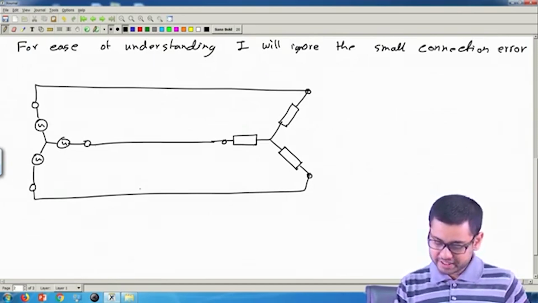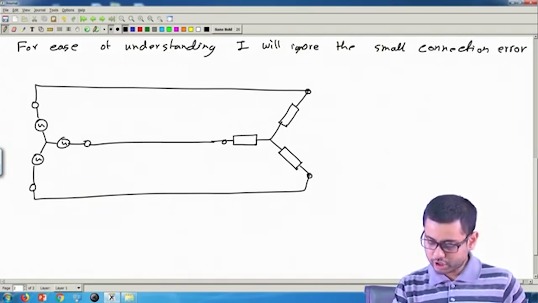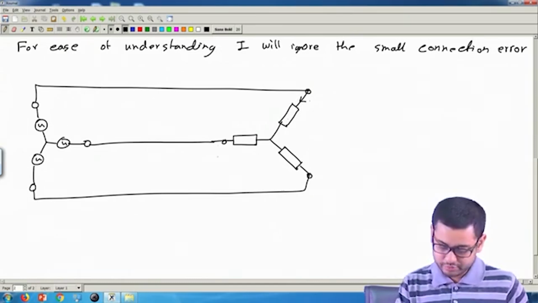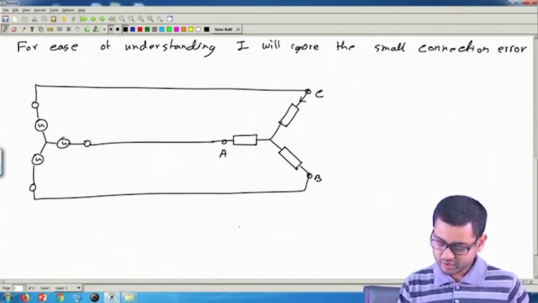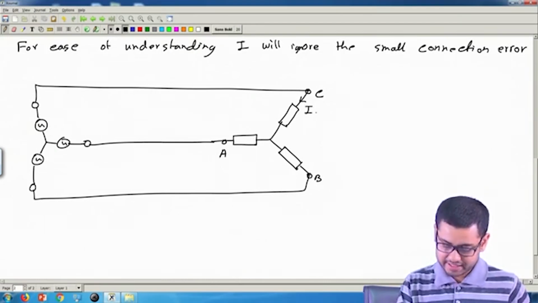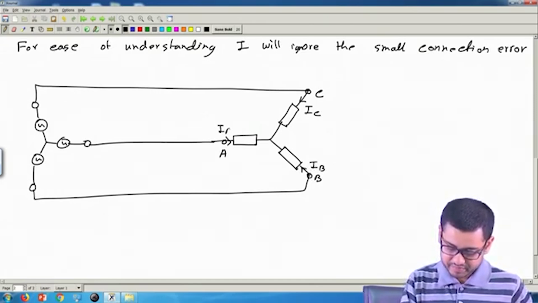So, now to measure this total power, what we have to measure? We have to measure the product of this voltage and the current through this. Okay. So, let us give some names, phase A, phase B, phase C. Okay. So, this current I will call IC, this current I will call IB, and this current IA.